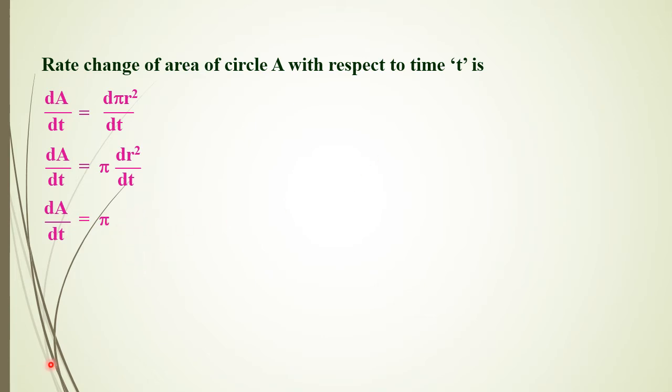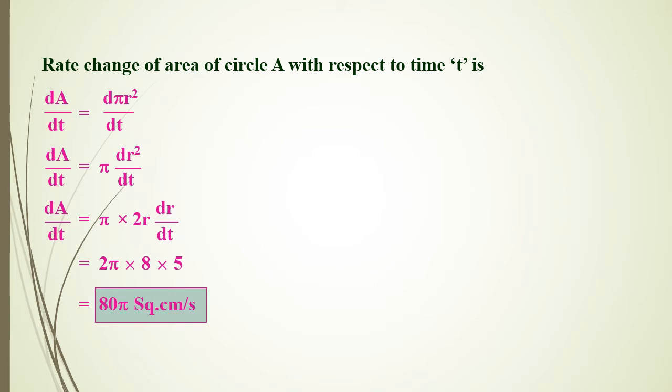Okay, next, after this given value you substitute in this differentiated equation, so that you will be getting the last result. 2 pi radius, in the sense it is 8 centimeter, dr by dt it is also given, it is 5 centimeter per second. So after calculating it, it will become 80 pi square centimeter per second. This is the total enclosed area of the circular wave.